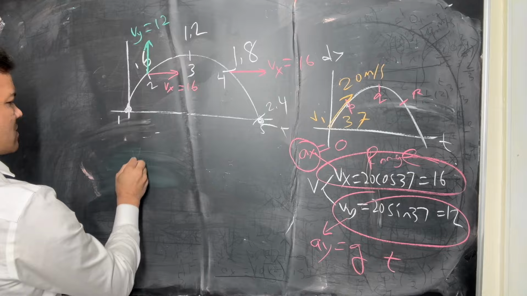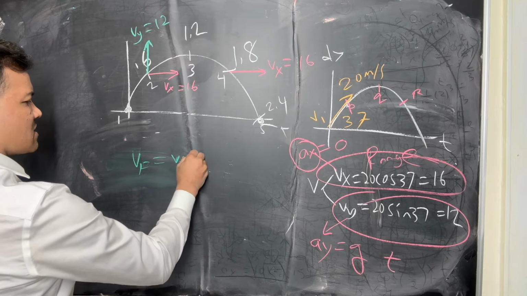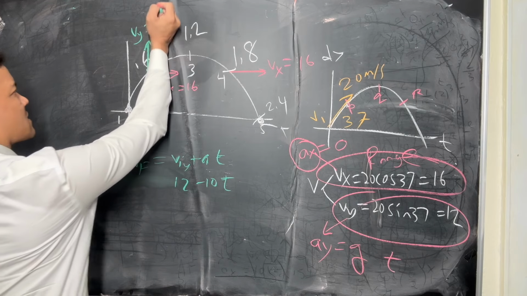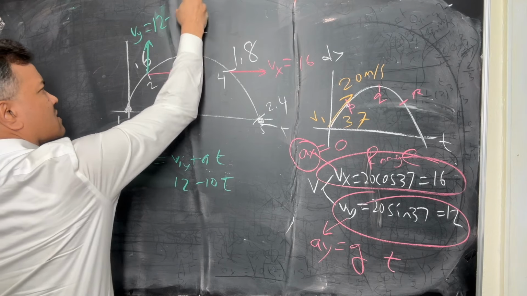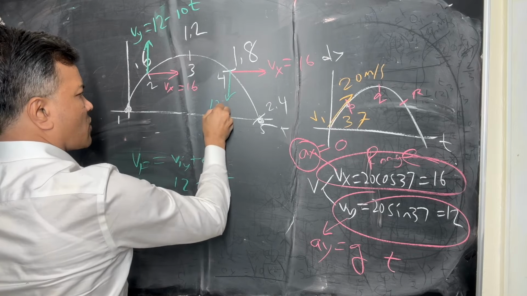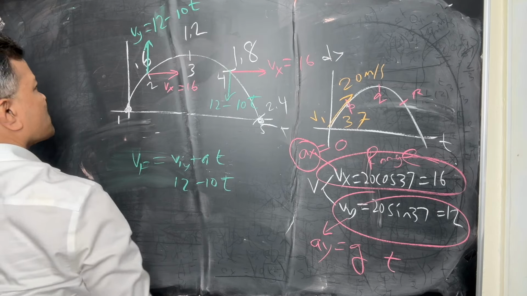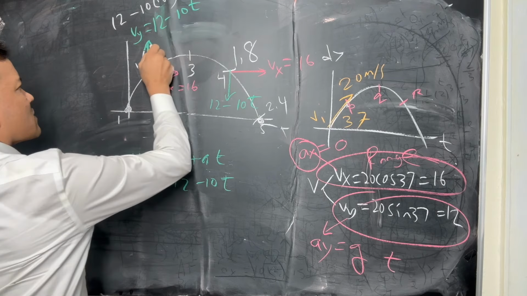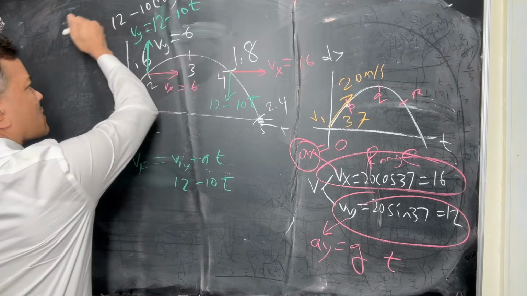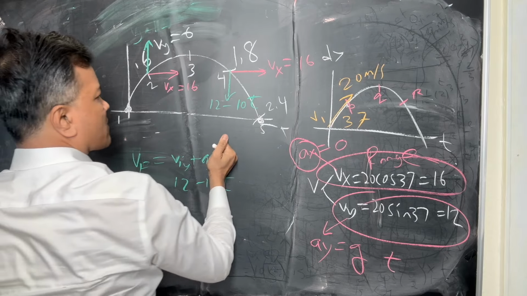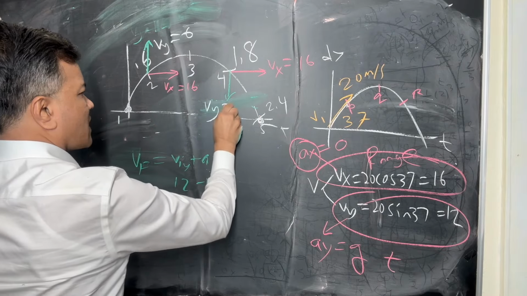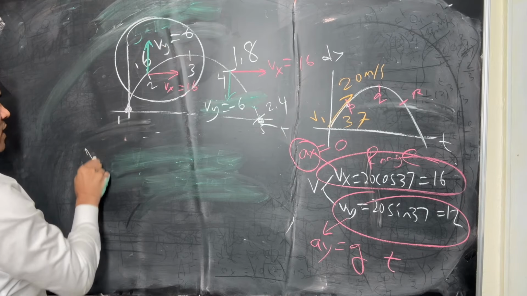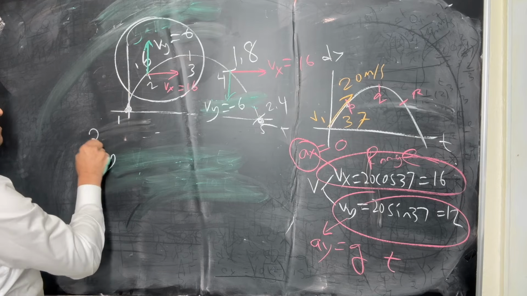This is Vy. Vf is equal to Vi plus at in the y direction. So this is 12 minus 10t. Okay, so 12 minus 10 times 0.6, so this is 6. Velocity in the y direction is 6. And at the other point, the velocity in the y direction is -6.